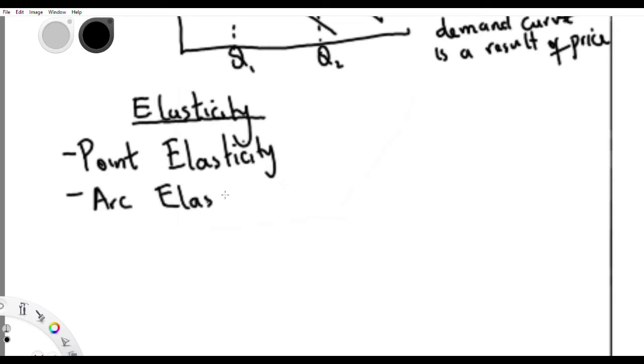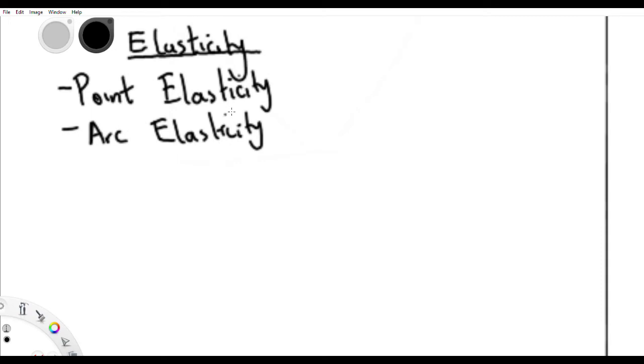There's also the arc elasticity. Point elasticity measures at a particular point, but arc elasticity is like a range. It picks it at 2 points. And the formula for elasticity generally is the percentage change in quantity demanded as a result of percentage change in price.